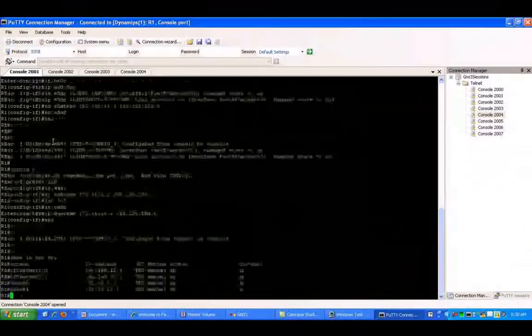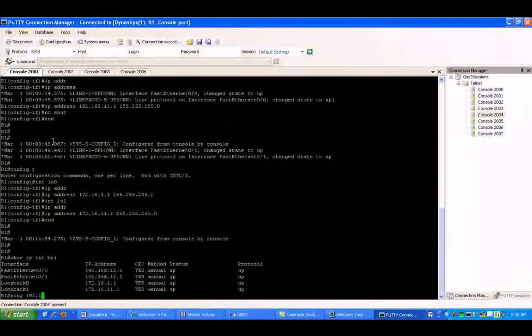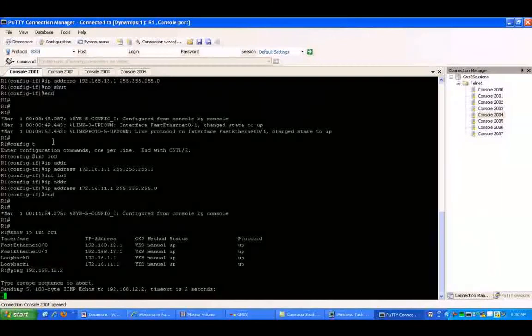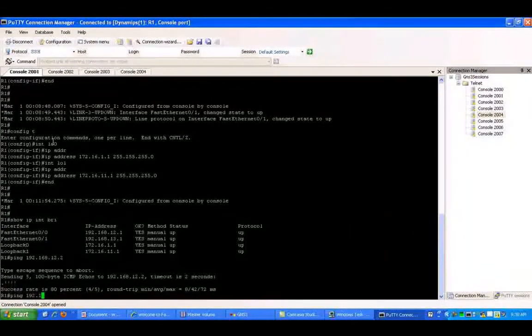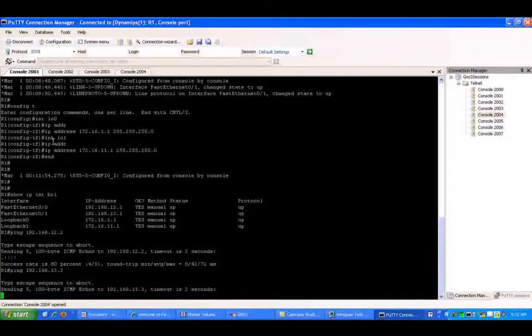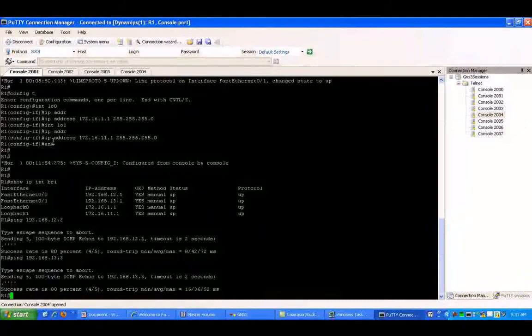So now we're going to go to router 1. We'll do a show IP interface brief. We're going to verify connectivity to our directly connected routers, which is router 2, which is the 12.2, and then we will also verify connectivity to router 3, which is 13.3. Okay, so now we have full connectivity throughout our network. We're going to go ahead and start configuring EIGRP, and we will show you the basics of EIGRP in this lab.